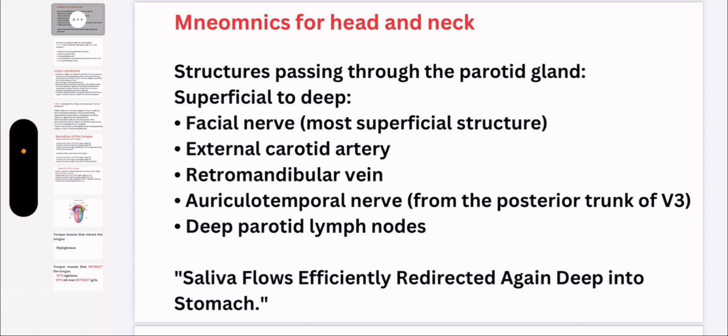Hello everyone. Today I'm gonna give you a couple of mnemonics that's for sure gonna help you and make studying easier and more fun. Structures passing through the parotid gland from superficial to deep are the facial nerve, which is the most superficial structure, external carotid artery, retromandibular vein, auriculotemporal nerve from the posterior trunk of V3, and deep parotid lymph node.